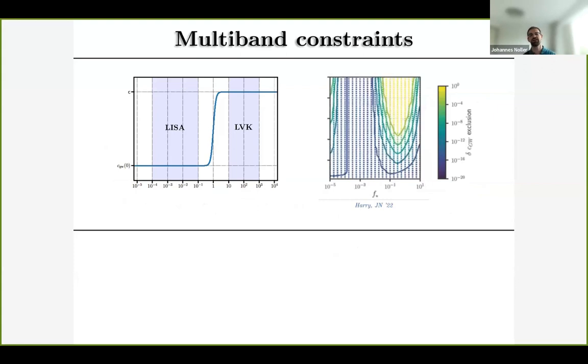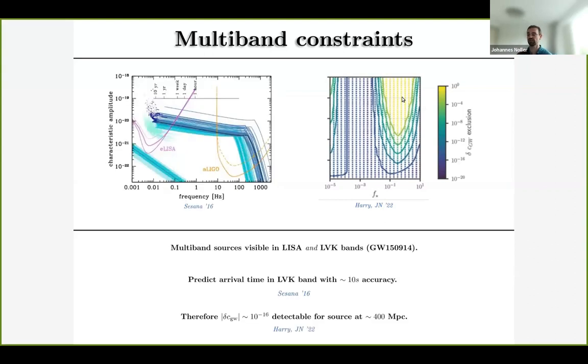Now, just to wrap up, what about transitions that live in this region here, i.e. steep transitions that take place conveniently placed within the LVK and the LISA band? For those, the kind of tests that we are considering here, of course, are no good. But what you can do there is use multi-band constraints.